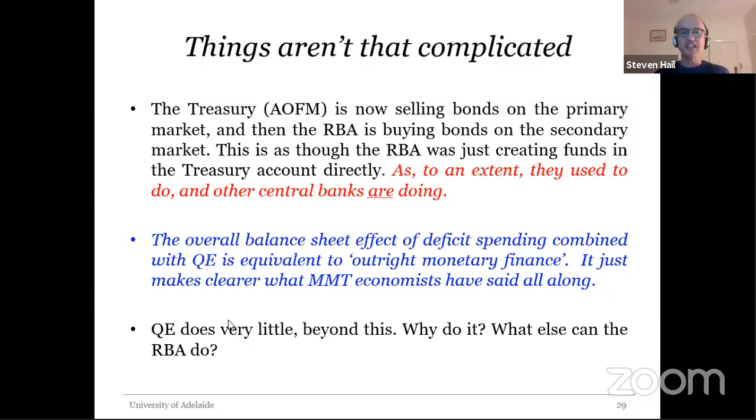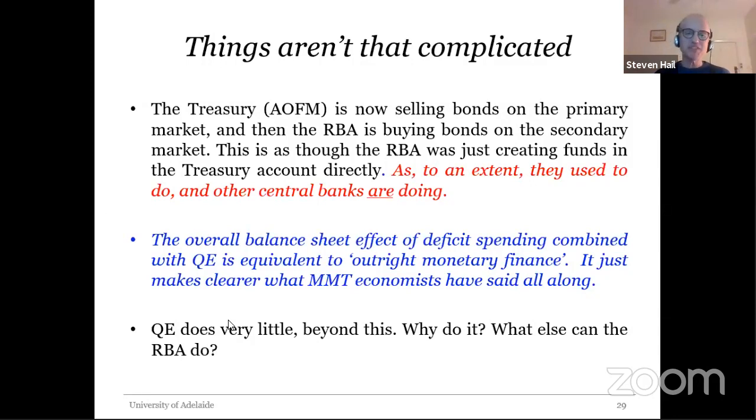It's a currency issuer. It can't run out of its own currency. But what it does do is make clearer what MMT economists have said all along. Government net spending, deficit spending, increases the supply of net financial assets to the private sector. It increases what I like to call the net money supply. It provides money to the private sector which the private sector hasn't had to borrow into existence.